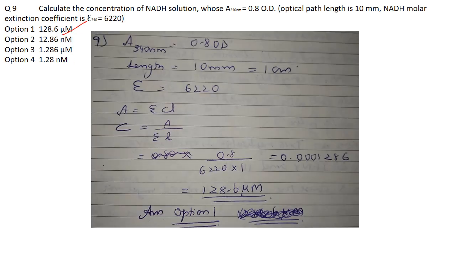Then next one, calculate the concentration of NADH solution whose A340 nanometer is 0.8 OD. Optical path length is 10 millimeter. NADH molar extinction coefficient is 6220. So you know the formula. A is equal to epsilon C l, where A is the absorbance, epsilon is the molar extinction coefficient, C is the concentration, l is the path length. And path length they have given as 10 millimeter, convert it into centimeter. So it becomes 1 centimeter. Now substitute in the formula and you will get 128.6 micromolar, or option 1 is the answer.